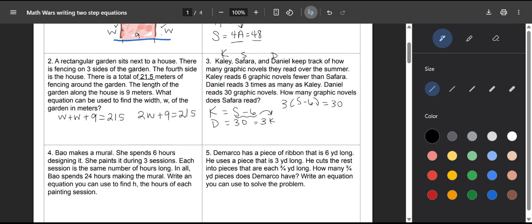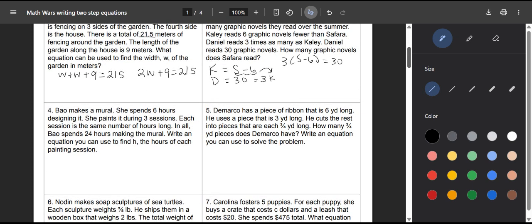Welcome back. You should have gotten the equation 3 times the quantity s minus 6 equals 30. S minus 6 is how many Kaylee read, and we know that Daniel had 3 times as many as that. So there is our equation for that. Could you solve that if you wanted to? Yep, but I'm not worried about that right now.